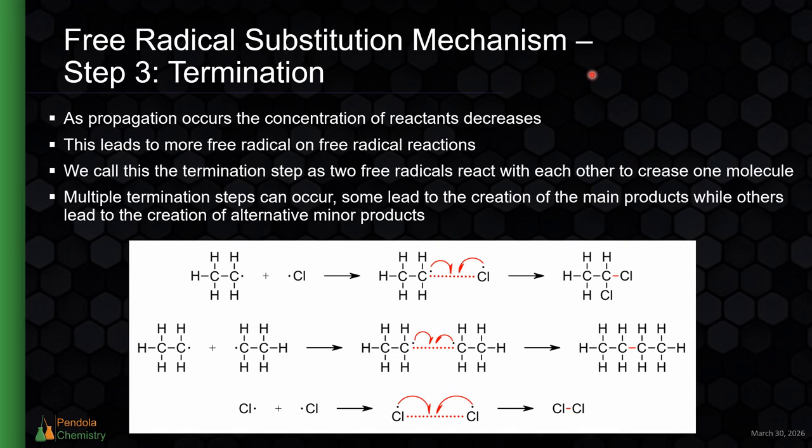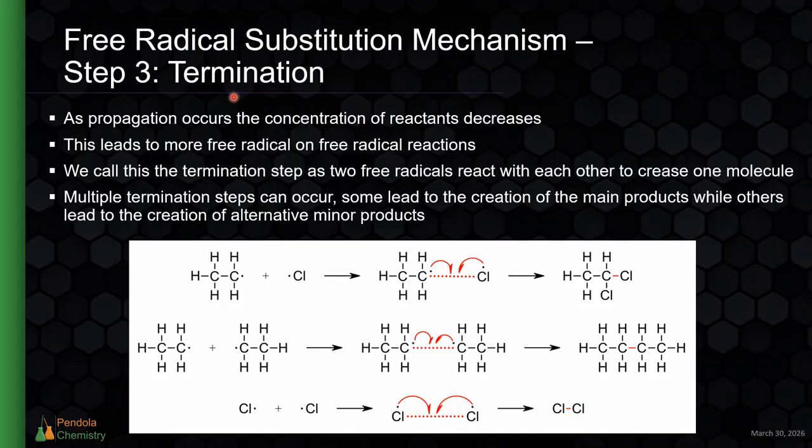Finally, we have the termination step. The termination step is the one that ends everything. As propagation happens, the concentration of the reactants is going to decrease. And we're going to get less and less of those alkanes, less and less of those chlorines or halogens. And that's going to lead to more free radicals actually encountering each other. So what happens when two free radicals react with each other? That is the termination step.